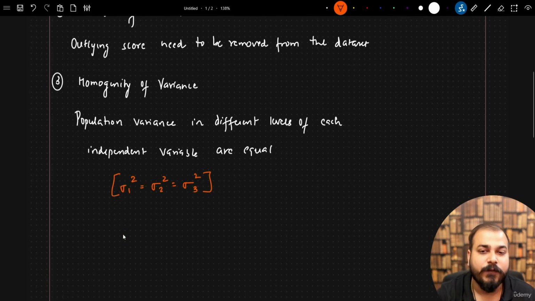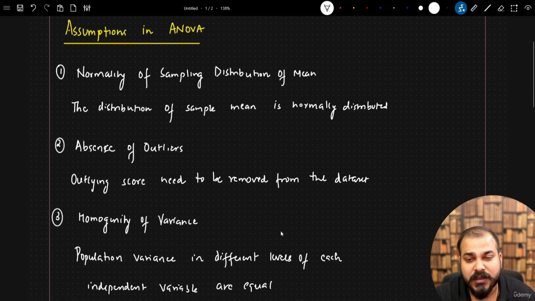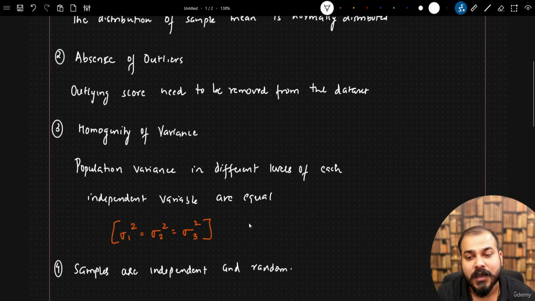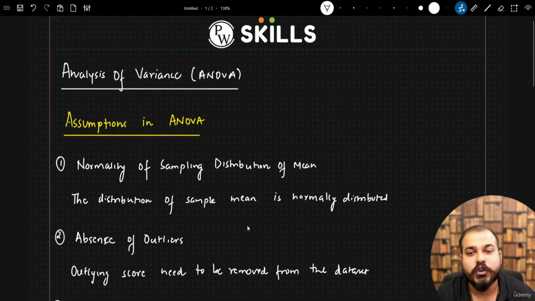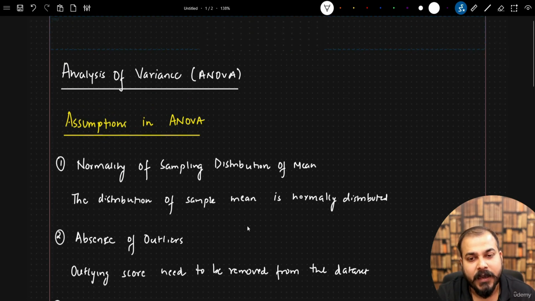Okay, now coming to the fourth and the last assumption, which is also very important: whatever samples are taken, they are independent and they are randomly selected. Okay, so I will write independent and random. So these are the 4 assumptions in ANOVA. Remember these assumptions because they can be asked in interviews. I've heard of some students getting this question in the interview itself, and it is better that you know these assumptions.